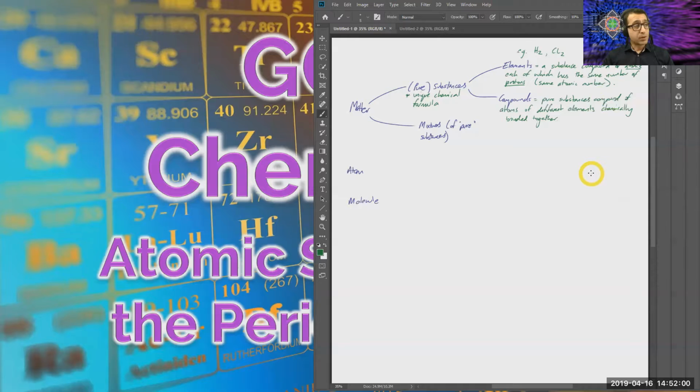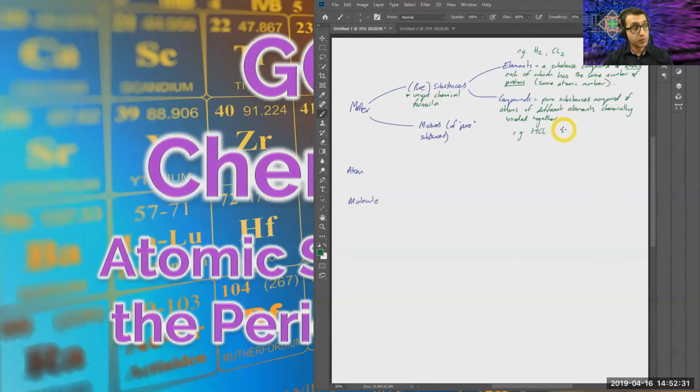So, for example, we can take atoms of hydrogen, atoms of chlorine, and chemically bond them together into HCl, hydrogen chloride. So this would be an example of a compound. Again, hydrogen chloride is the only compound that has this unique chemical formula. And because of that, this compound is in fact a pure substance. So pure substances are composed of atoms of different elements chemically bonded together, like hydrogen chloride.